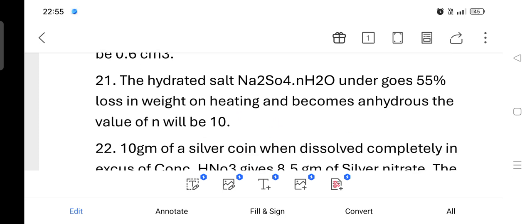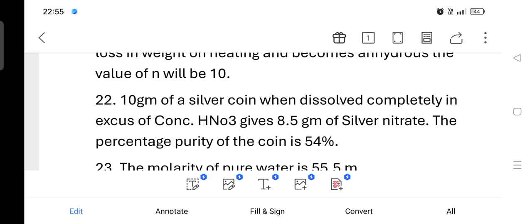The hydrate salt Na2SO4.NH2O undergoes 55% loss in weight on heating and becomes anhydrous. The value of N will be 10.